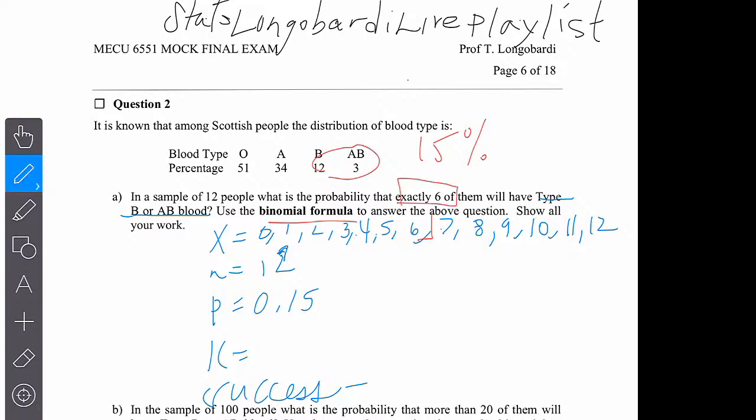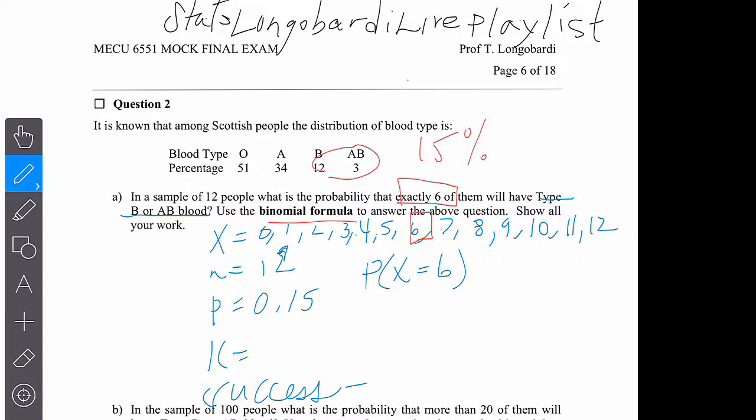So that's this one. So all I want to find is the probability that x equals 6.